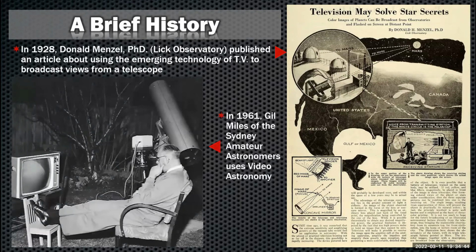The next reference I can find is here, a gentleman from the Sydney Amateur Astronomers, and he's using video astronomy. He's very relaxed. I really love his choice of attire for an observing session. You can see he's got his telescope on what looks to be an equatorial mount. He's got some sort of rig there connected to the telescope and watching on a very slimlined television.